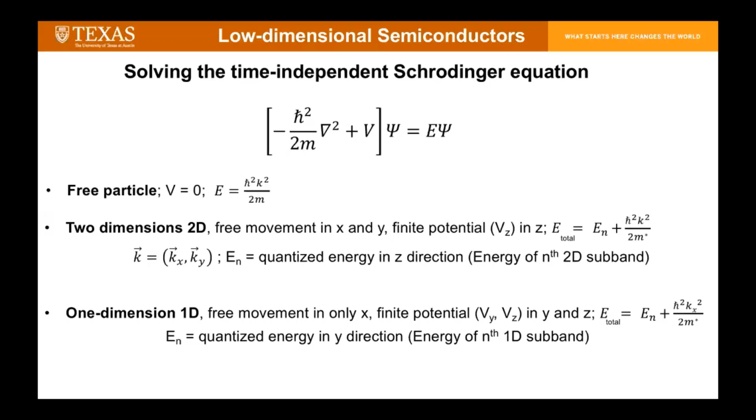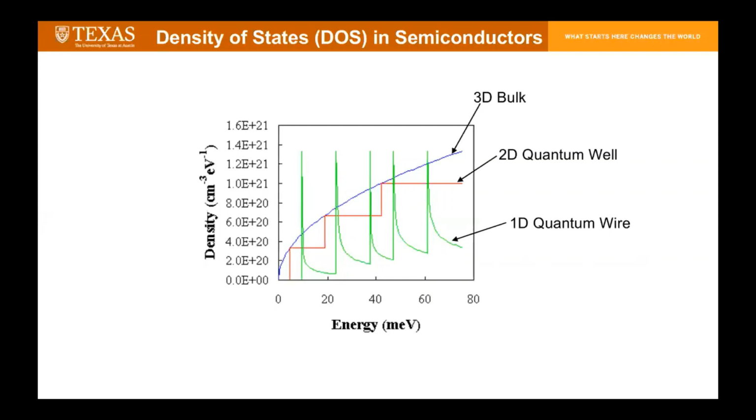There exists a series of subbands in 2D and 1D, and that represents energy quantization in the dimension that has been reduced. So this slide over here shows the density of states versus energy diagram in different dimensions. The density of states is a very important concept because it allows us to calculate the density of a system. It gives us the number of states allowed per unit energy.